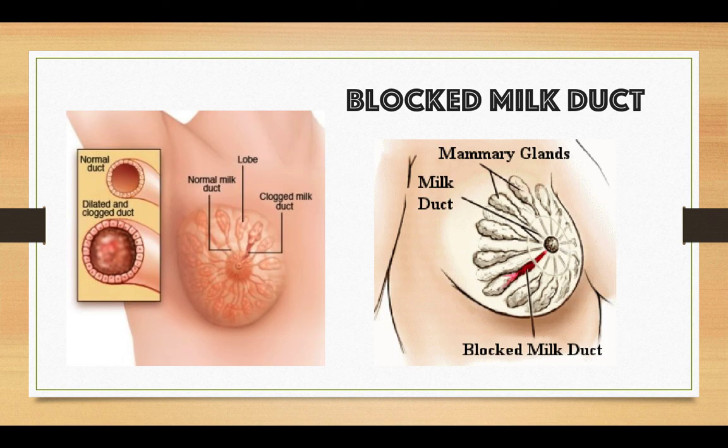Here are a couple of pictures illustrating normal ducts versus ducts that are blocked due to milk stasis. Note that the blocked ducts are dilated and filled with milk, which may present as lumps in the breast. Let's go over the other cues of a blocked duct.